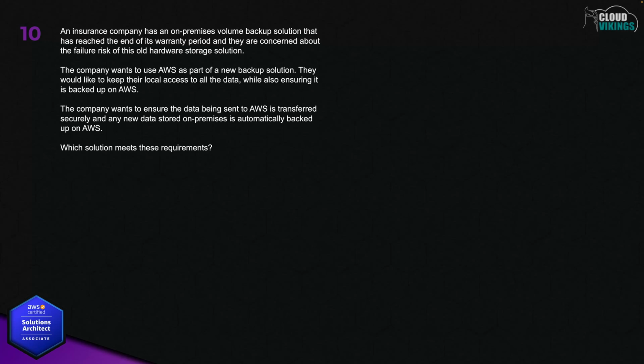Question 10. An insurance company has an on-premises volume backup solution that has reached the end of its warranty period, and they're concerned about the failure risk of this old hardware storage solution. The company wants to use AWS as part of a new backup solution. They would like to keep their local access to all the data, while also ensuring it is backed up on AWS. The company wants to ensure that data being sent to AWS is transferred securely and any new data stored on-premises is automatically backed up on AWS. What solution meets these requirements?